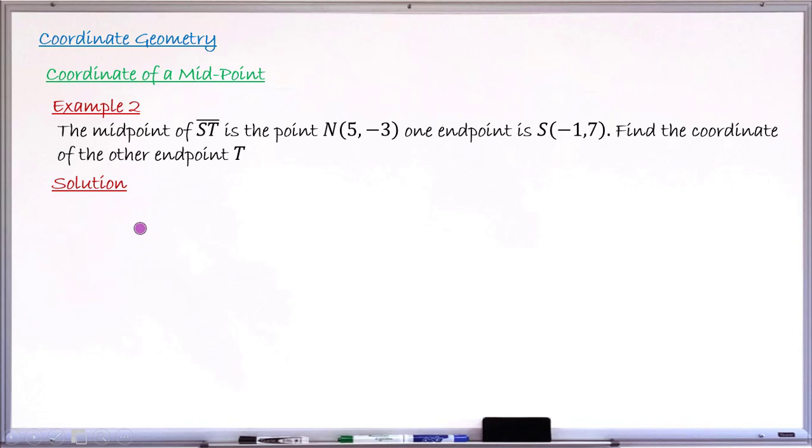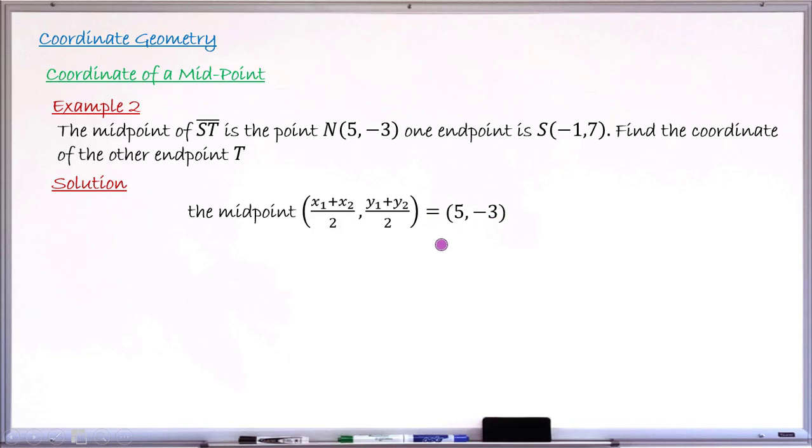So I'll write my formula for finding the coordinate of the midpoint, which is x1 plus x2 over 2. This gives the x coordinate. y1 plus y2 all over 2. This gives the y coordinate, as the coordinate of that midpoint is given. So I'll say equals 5 comma minus 3. The coordinate of that midpoint is given. Look at it here. It says it's the point N with the coordinate 5 comma minus 3. So that's why I'm equating it like this.